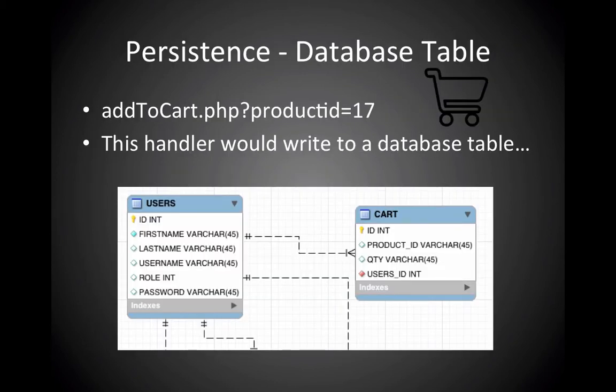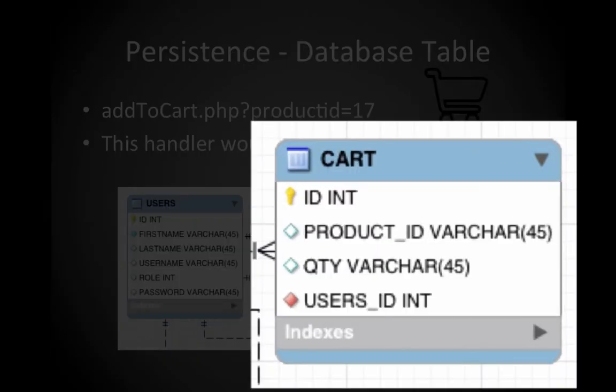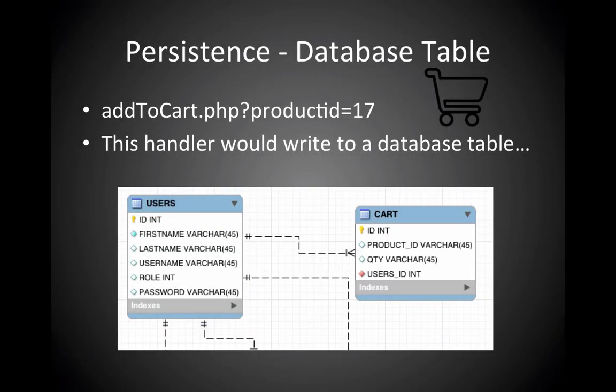So first of all, the first question that comes up is about persistence. And so you could implement your persistence using a database table. And so you can see in the picture here, I've put a table here called cart. And so each user would have a cart, and each cart would have a number of items in it, such as the product ID and the number of each product. So it would be a table.